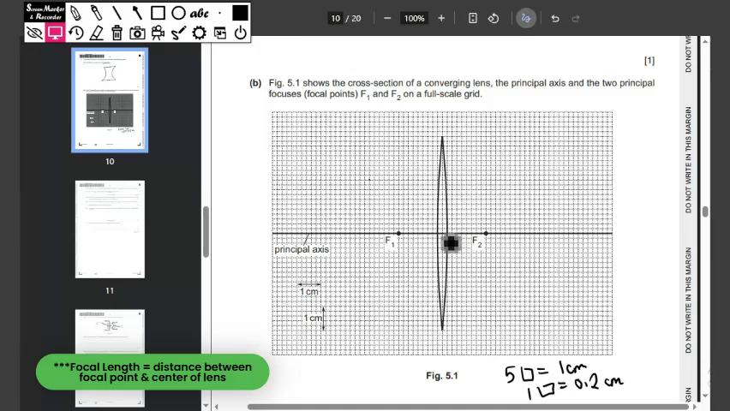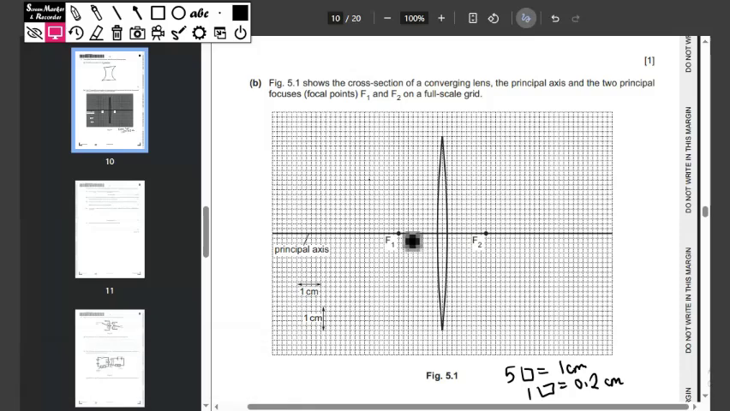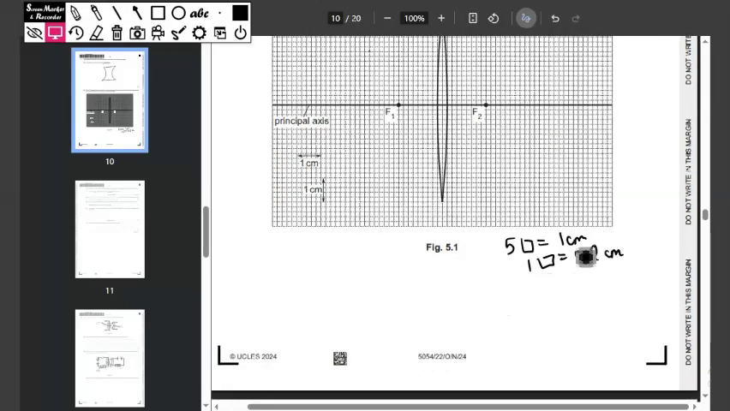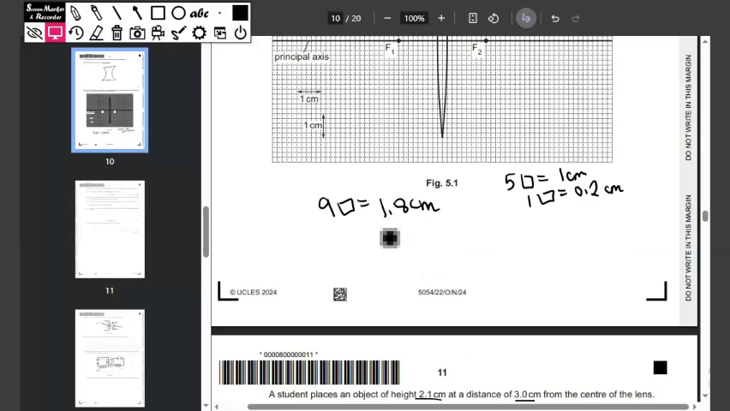So let's count the number of boxes over here. We have 1, 2, 3, 4, 5, 6, 7, 8, 9 boxes. There are 9 boxes from the center of the lens to F1. And we know that one box is equal to 0.2 centimeter. So 9 boxes will be equal to 0.2 multiplied by 9, that is 1.8 centimeter. So the focal length is 1.8 centimeter.